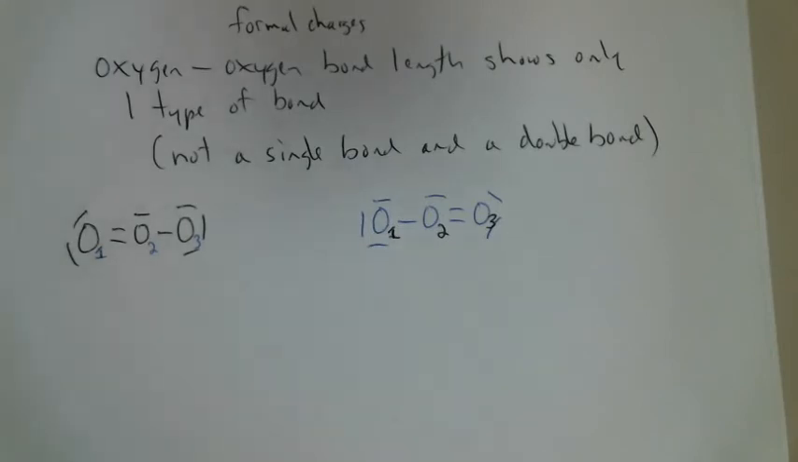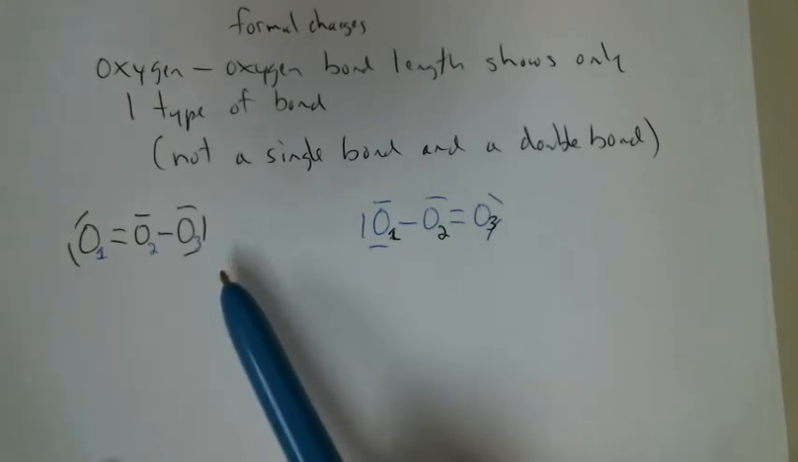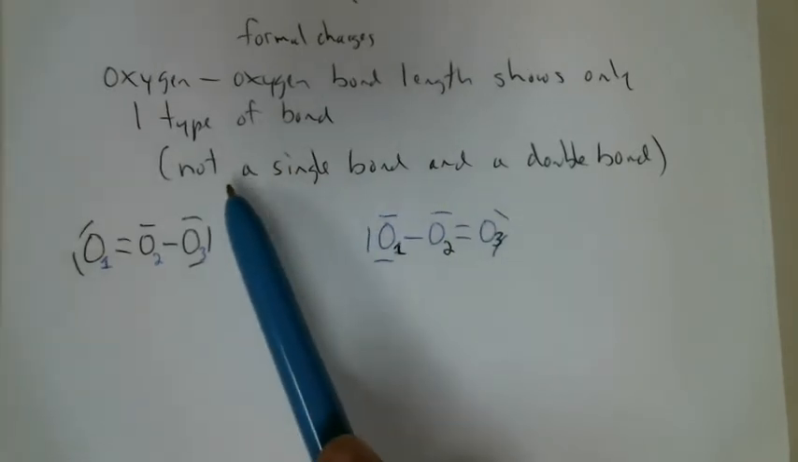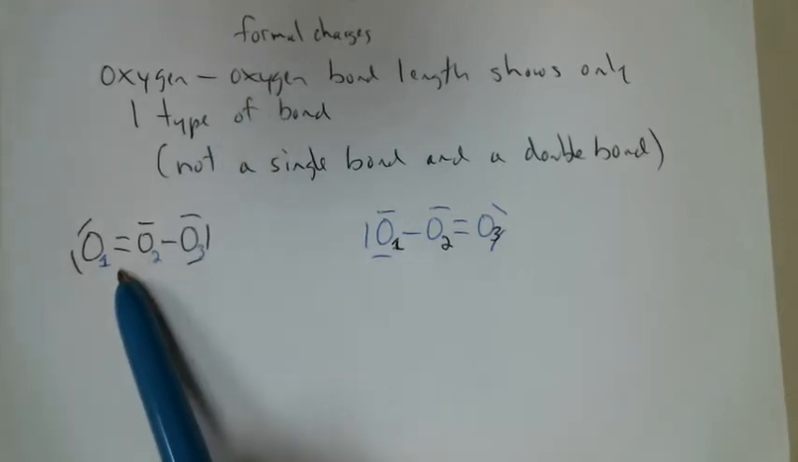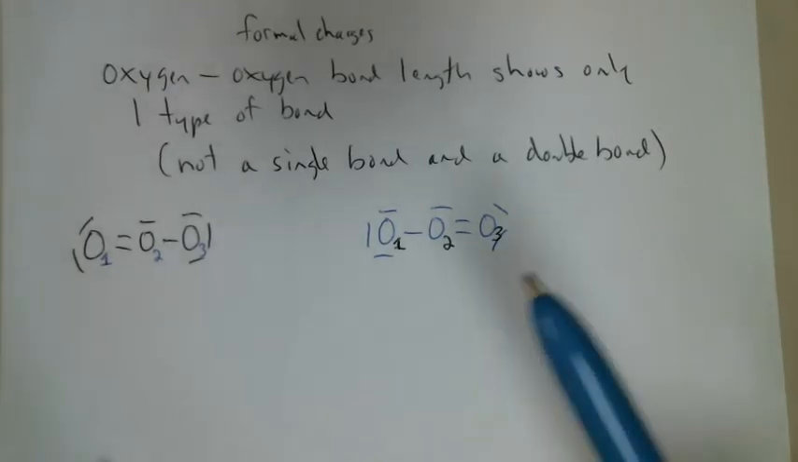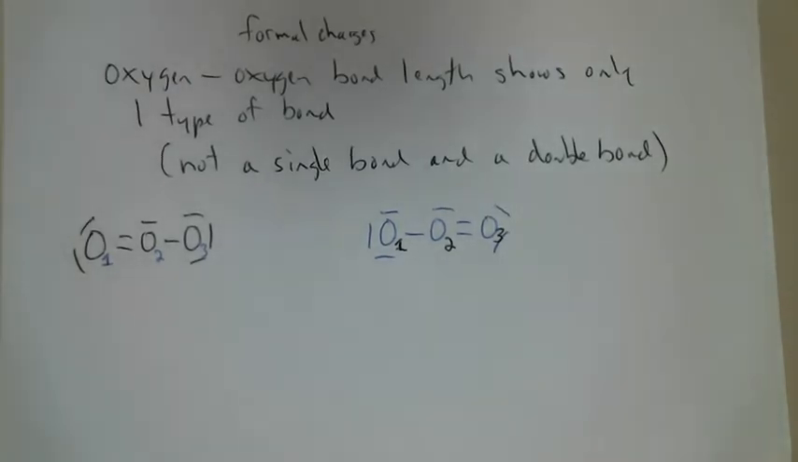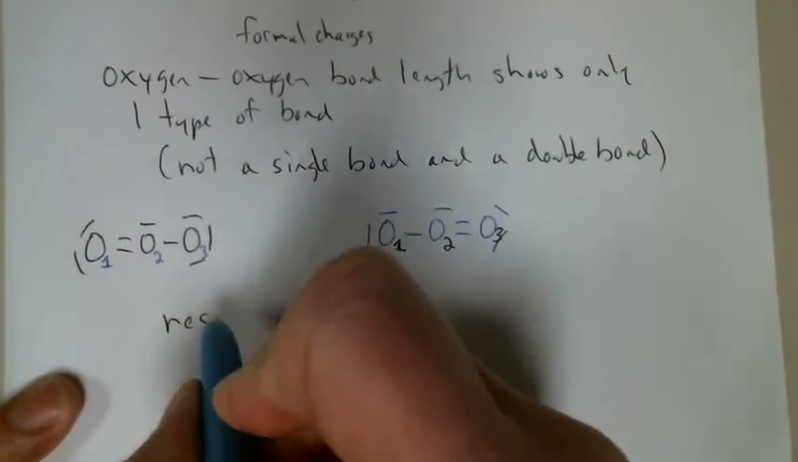Well, they're equally good, right? And we know that neither one of them represents the real molecule, because when we did the experiment on the molecule, we found that we didn't have a single bond and a double bond. There's only one kind of oxygen-oxygen bond, and it's somewhere intermediate. Now, traditionally, these are called resonance structures.